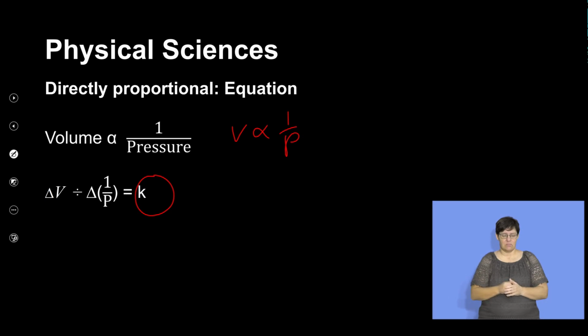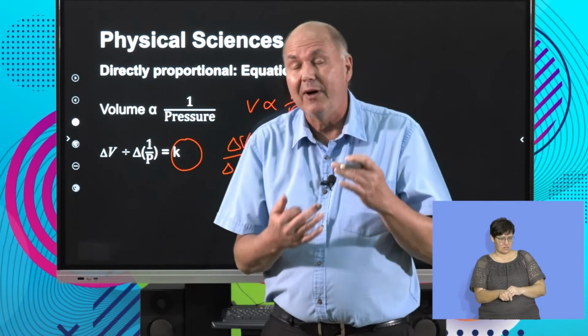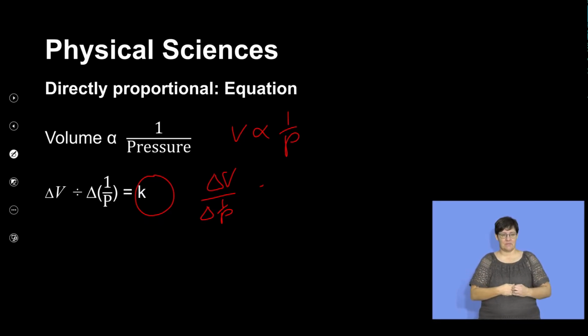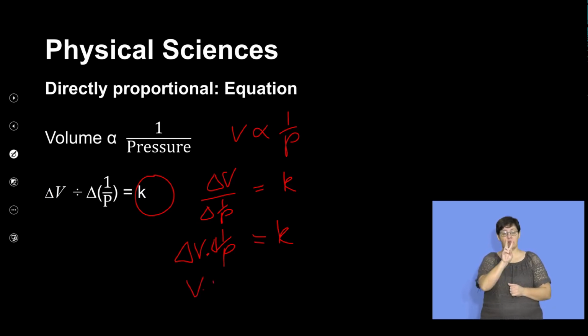What I want us to do is just to look at this very carefully and say if we have delta V over delta 1 over P. Now, what's the rule when you divide by a fraction? That's right. If you divide by a fraction, we say we tip it and we times it. So we know that's equal to a constant. So delta V times 1 over P, or delta 1 over P, is equal to a constant. So in effect, what we can say is that V times P is equal to a constant.